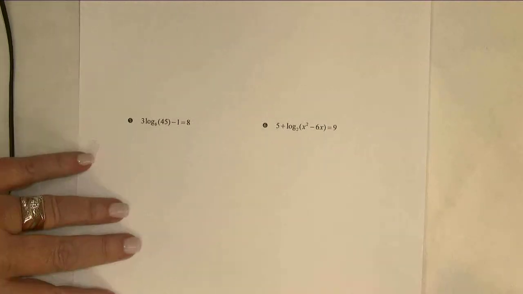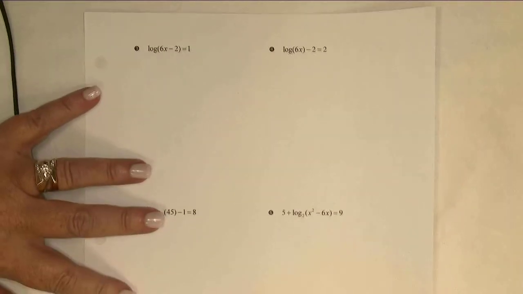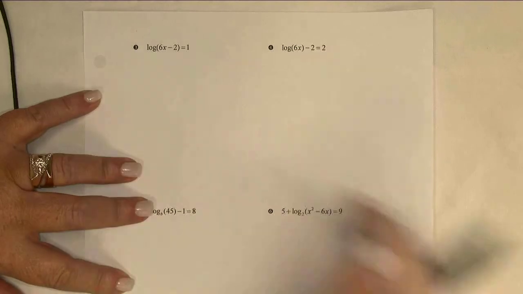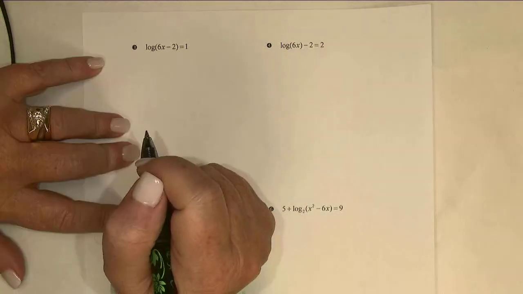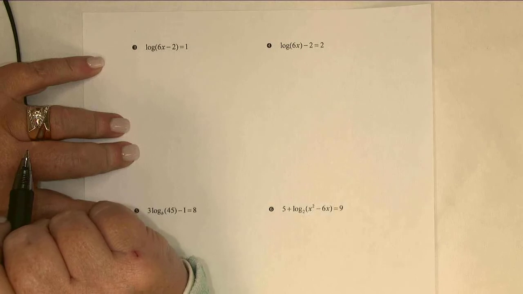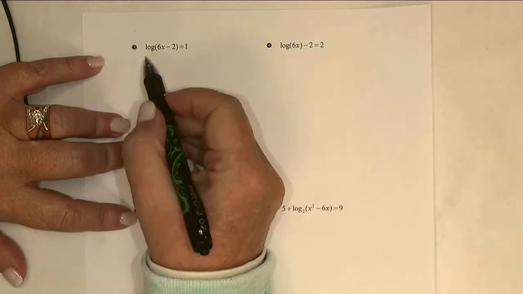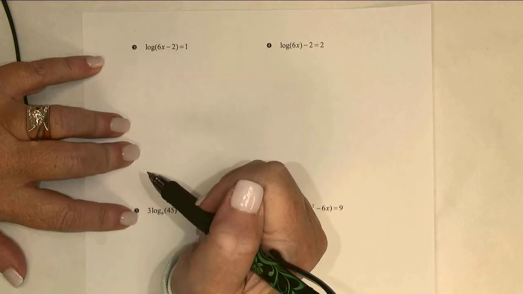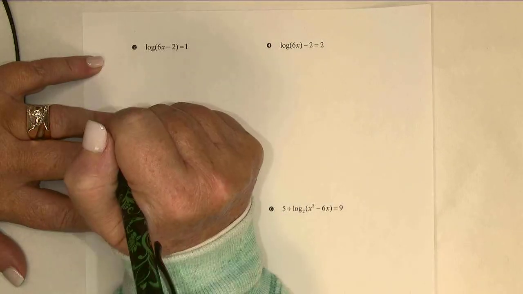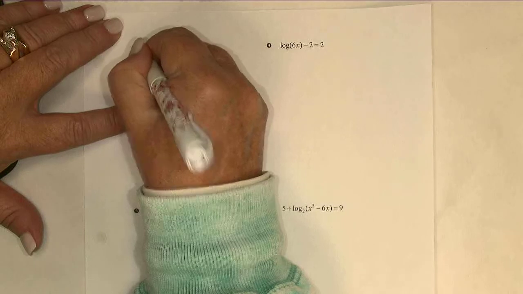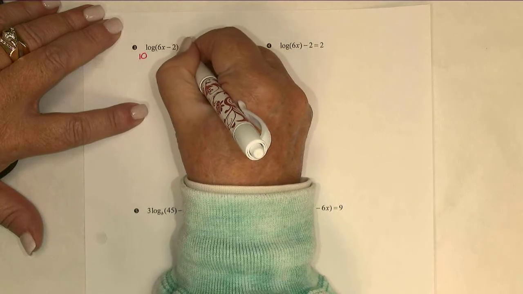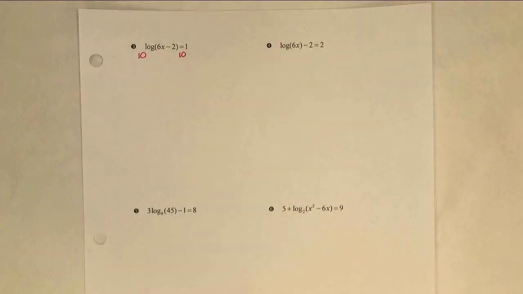Let's look at a few more. In number 3, my logarithm is already isolated, so I'm good with that. But what's the base on this one? If you remember, this common logarithm really has a base of 10. So to get rid of a log base 10, I'm going to put in a base of 10 and raise both sides to that power.